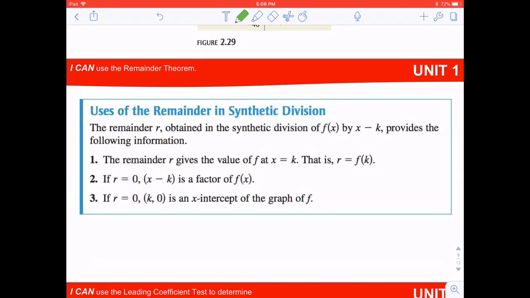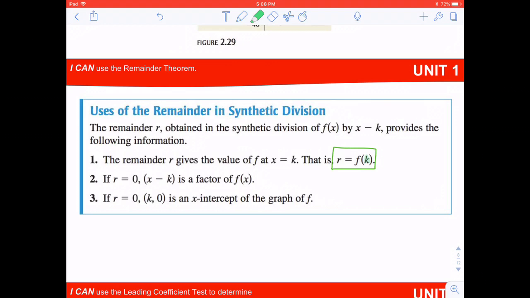So we're just going to summarize a little bit of the different ways that we use the remainder theorem, because we used it in a couple of ways now. The first way that we use the remainder theorem is by actually evaluating into a function. So the remainder, whatever that remainder is, gives you the value of f at whatever that k number is.